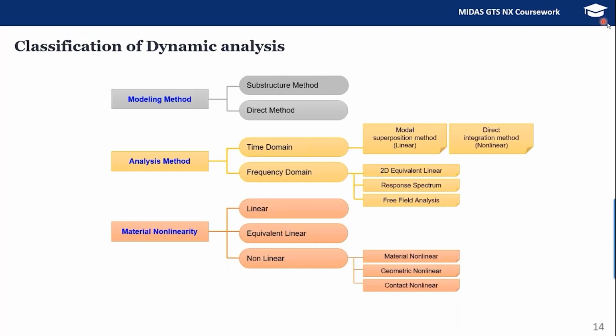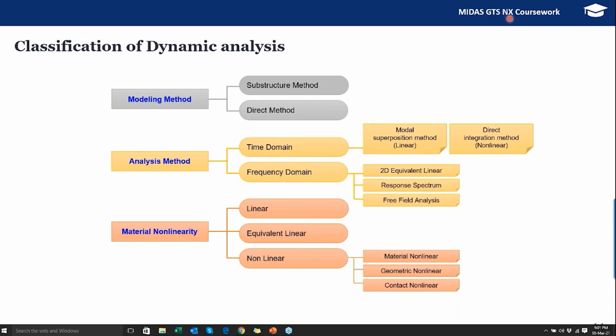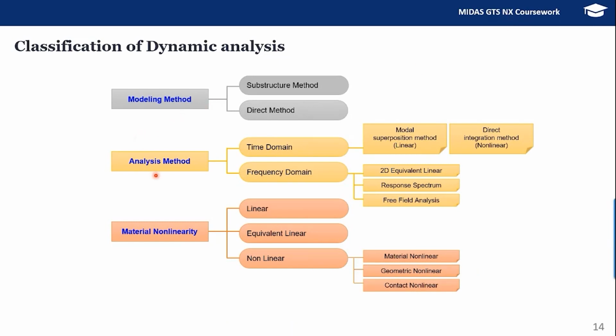So for more classifications, in terms of time domain analysis, we have the modal superposition method and the direct integration method. So this modal superposition is widely used and preferable for structural analysis, where the modal participation factor is higher. But when you consider the building and soil as a whole, it's always lesser. The modal participation factor, that means mass participation factor, will always be lower when compared to just a building as a whole.